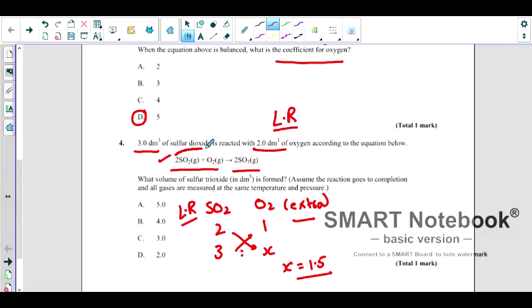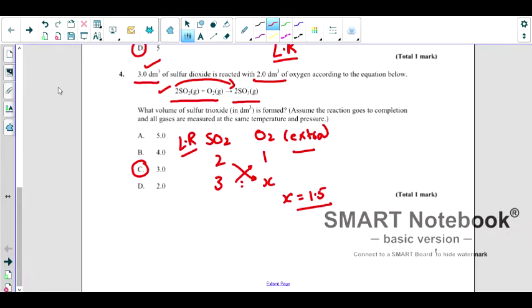So 2 decimeter cube is giving you 2 decimeter cube. So you have 3. 3 will give you 3. So the answer is C. This question is coming from the concept of limiting reagent. Now moving forward.